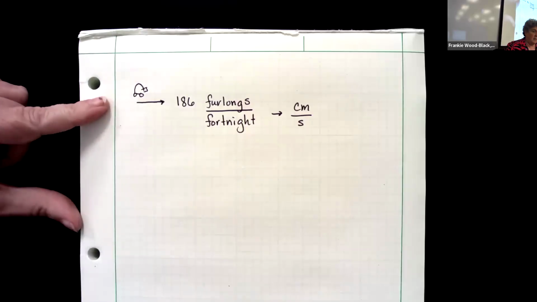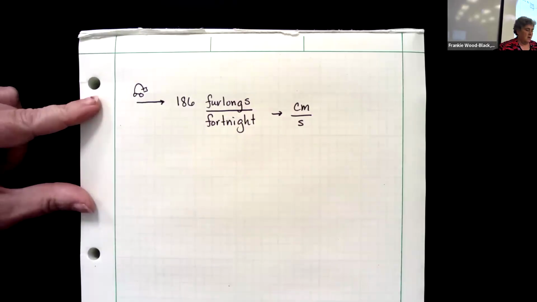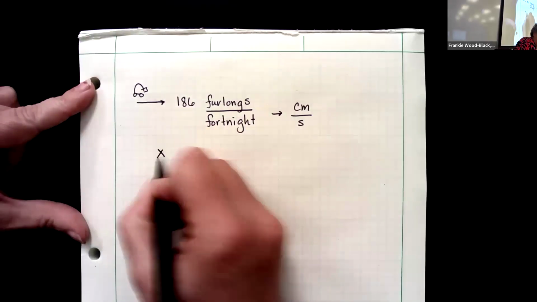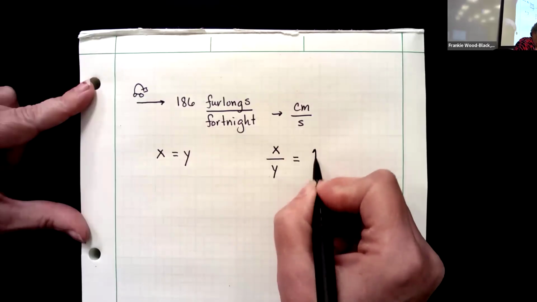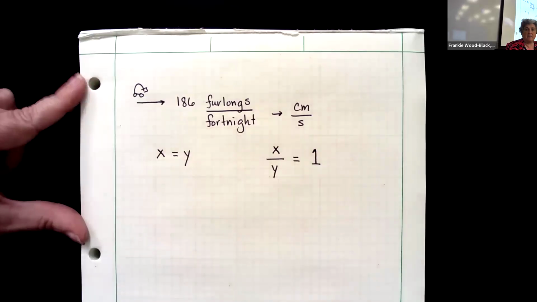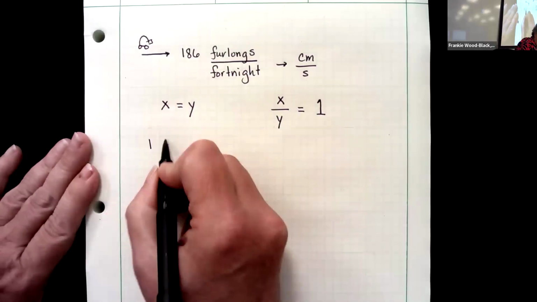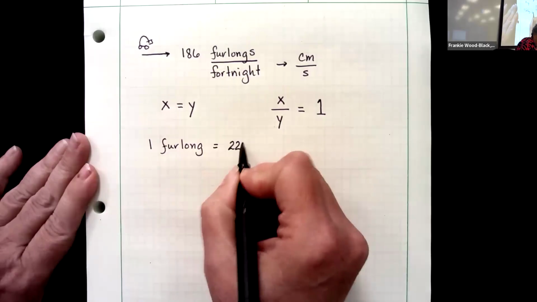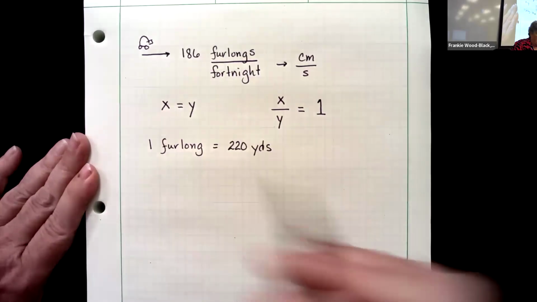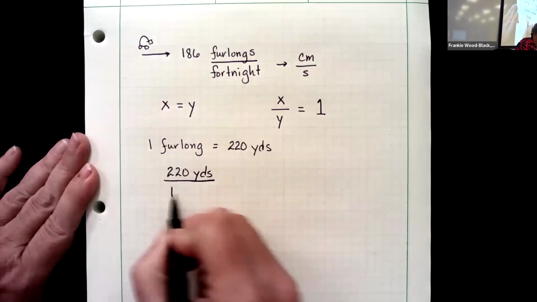So we're given in the problem a couple of conversion factors. So first thing is if I have x is equal to y, and I take x divided by y, that's going to equal 1. And we know that we can multiply anything by 1 and get the same answer. So when I'm doing a conversion and I am told that 1 furlong is equal to 220 yards, I can change furlongs into yards by putting 220 yards on top of my furlong.